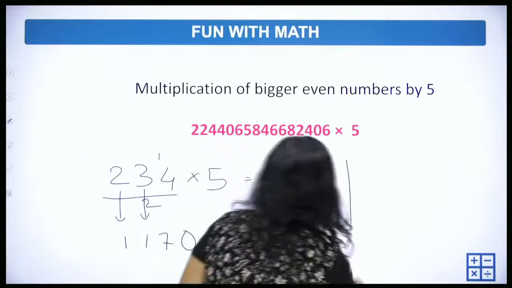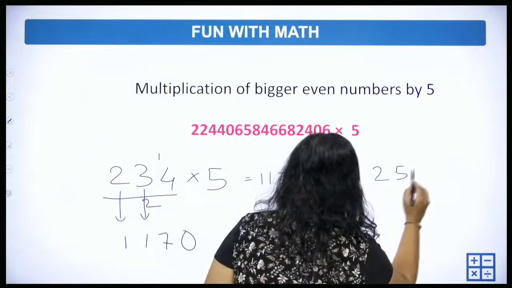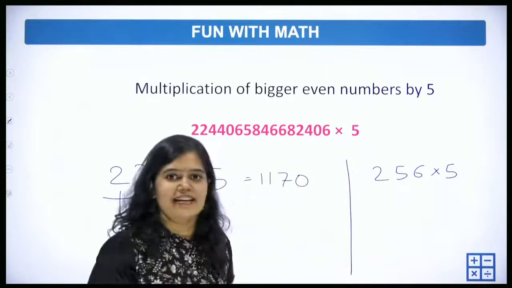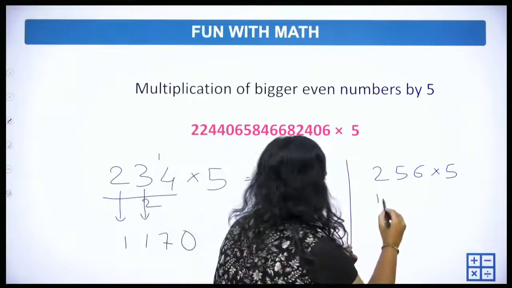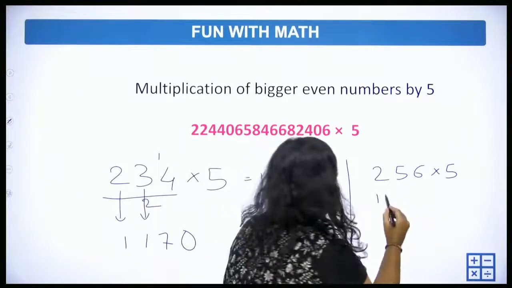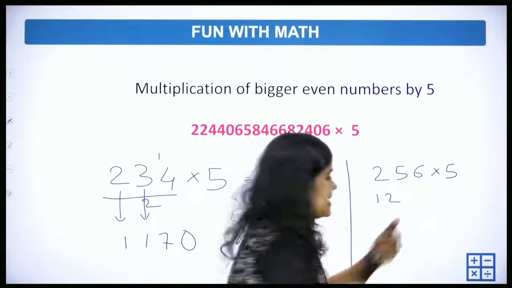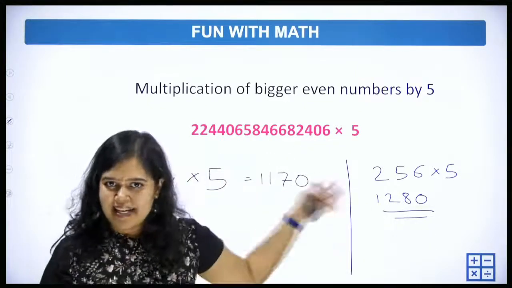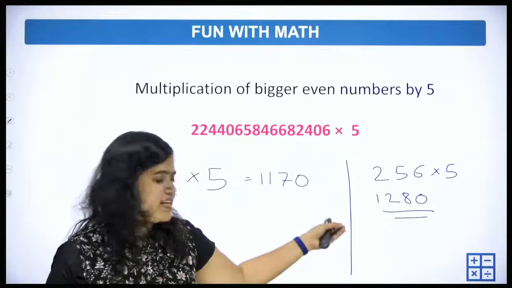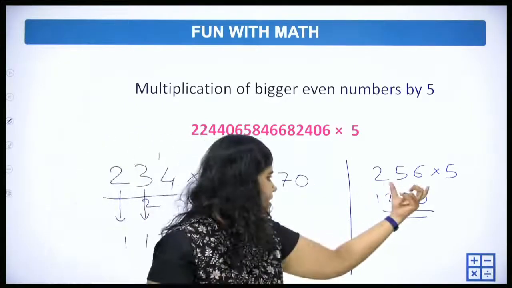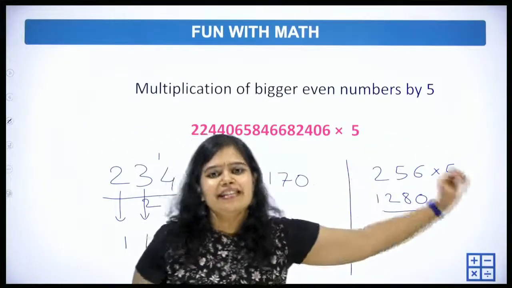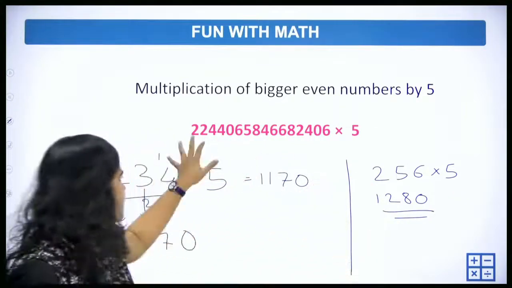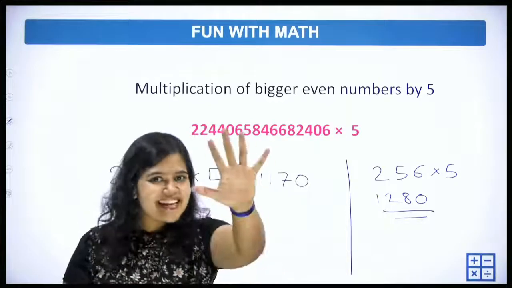Let's do one more number now. 256 into 5. Again, how will we do this? So 1, 4. So you'll go with 2 and 16 is 8. 1280. That's it. Am I clear? So, multiplication with 5 means the number is divided by 2 and just 0 is kept at the end in one's place.